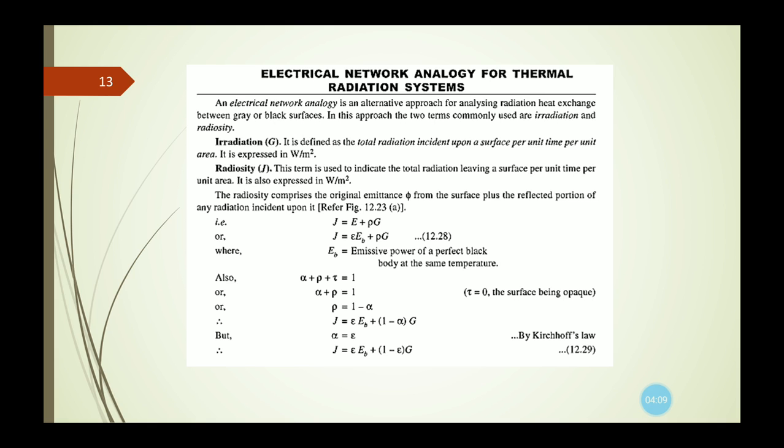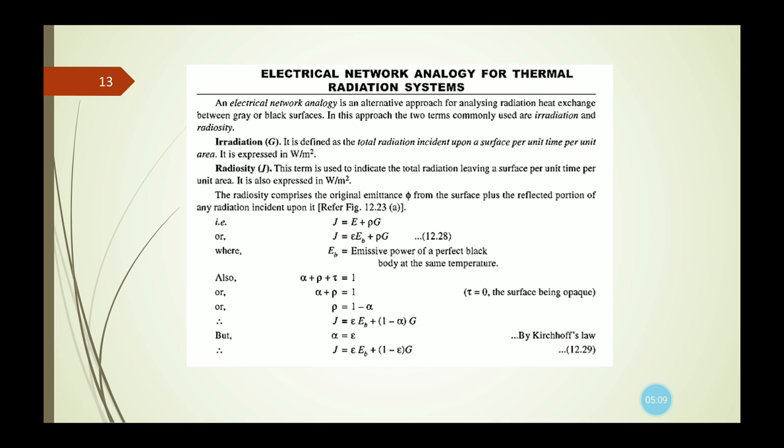From our earlier discussion, we know there is a relation between the absorptivity, reflectivity and transmissivity of a body: the summation of these three properties is 1. Here, as the surface is opaque, the transmissivity is 0. So only absorptivity plus reflectivity equals 1, which means the reflectivity rho equals 1 minus alpha, that is, 1 minus absorptivity. Now if we put this value of rho in the equation of radiosity, we get J equals epsilon E_b plus (1 minus alpha) into G, where G is the irradiation or incident radiation.